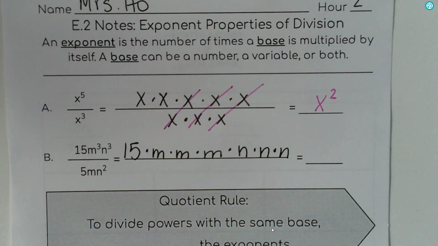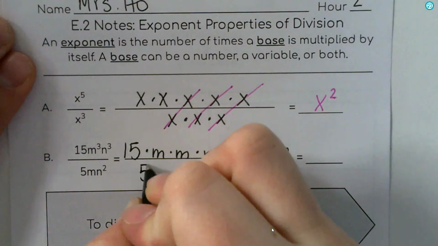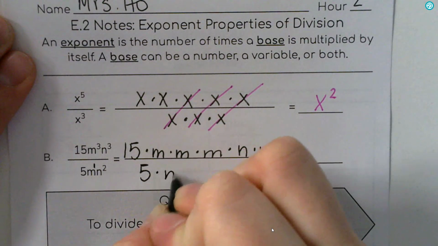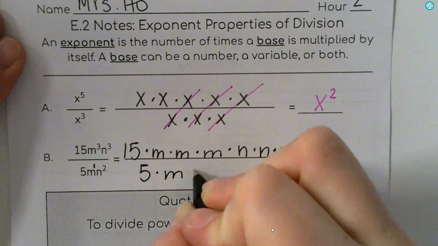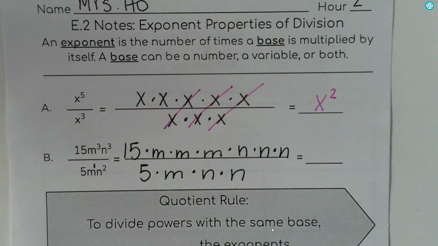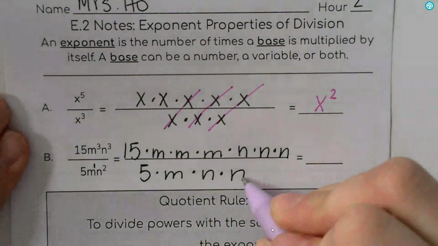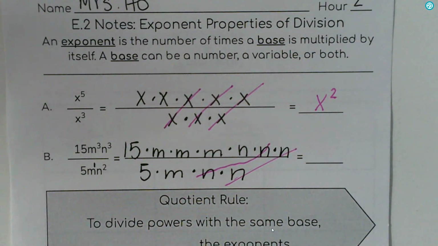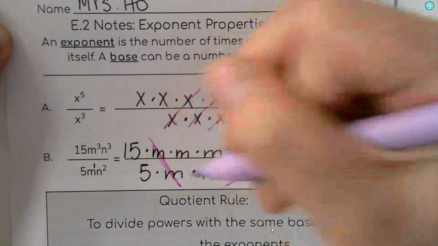Okay, then on the bottom, I have a 5. And then I have an m by itself. I'm going to go ahead and put my first power on there. It's going to help me. So I have m. And then I've got 2 n's. N, n. Okay, what can I cancel here? 2 n's. So let's start from the right over here. Let's cancel 2 sets of n's. Okay. Can I cancel any m's? How many sets? Just 1. So just 1 set of m's.